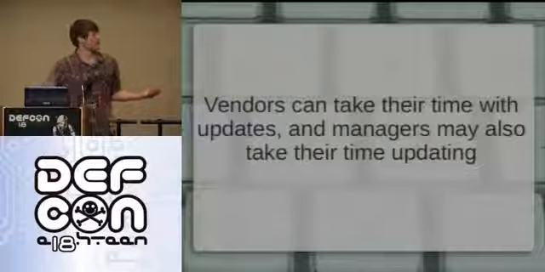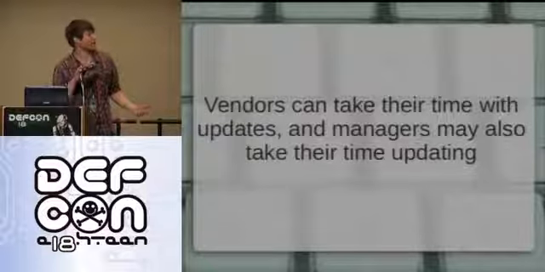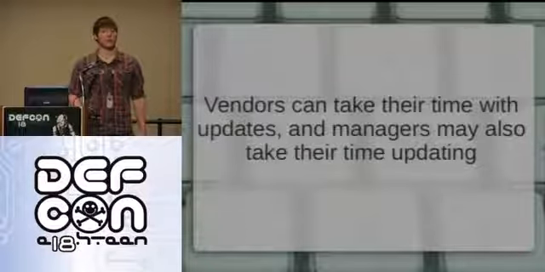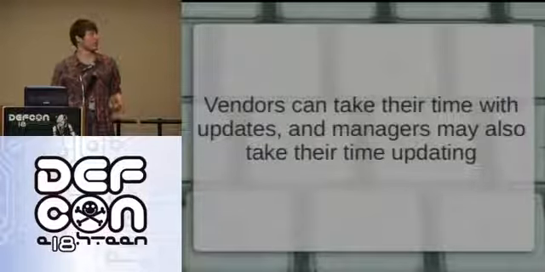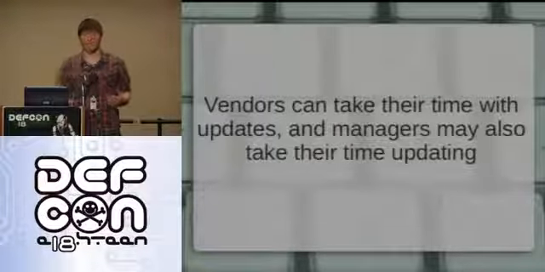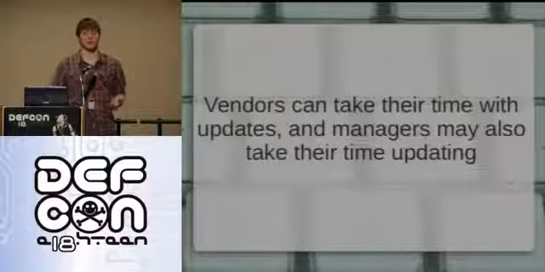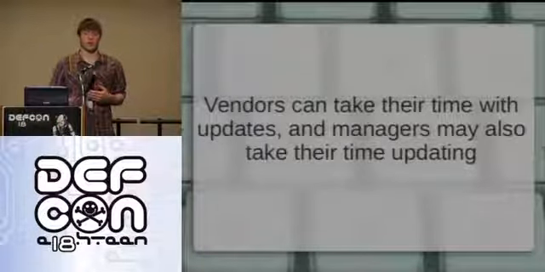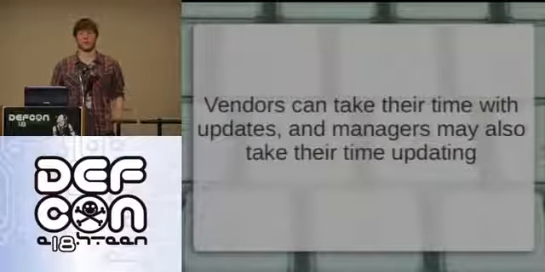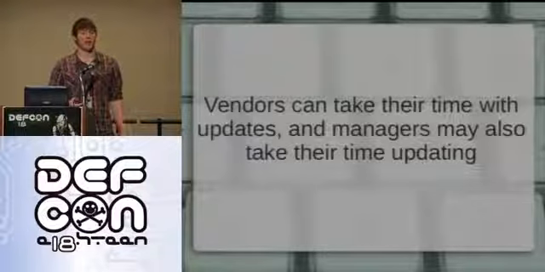And then vendors can take their time with updates, and managers can take their time updating. Since they're going to be in place for a long term, a lot of the patches and a lot of the upgrades may not occur for a long time. So even if you find bugs in SCADA software that could be 5, 10 years old, or even in the latest software, you still have a chance to attack something on the network, because chances are they haven't upgraded for so long that it's still going to be vulnerable.